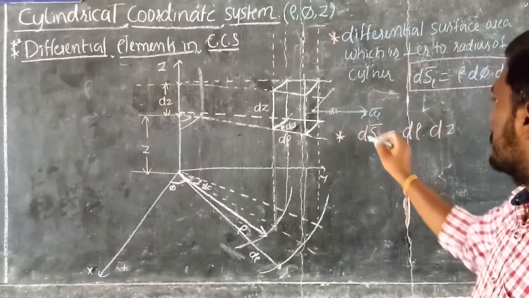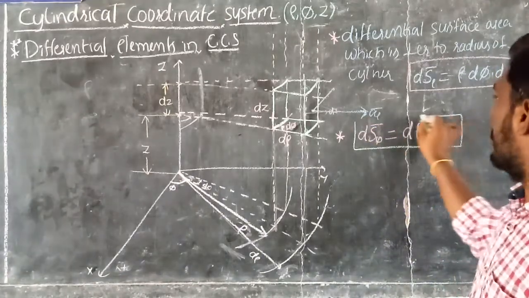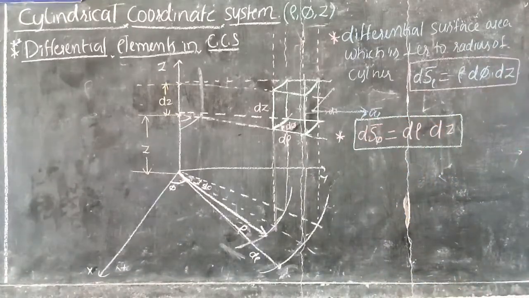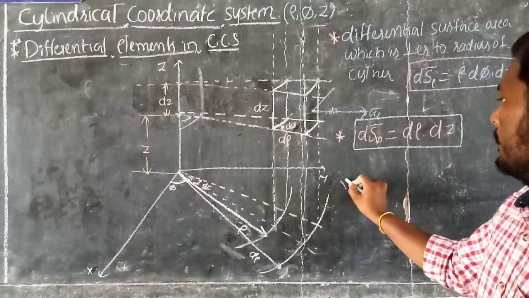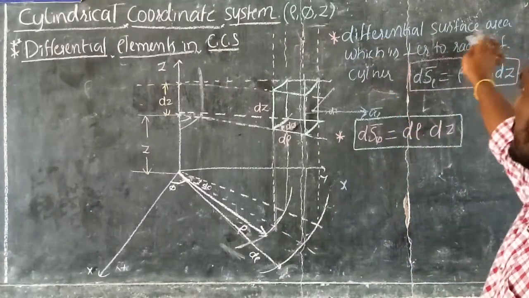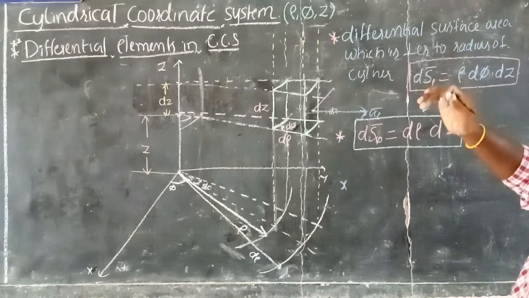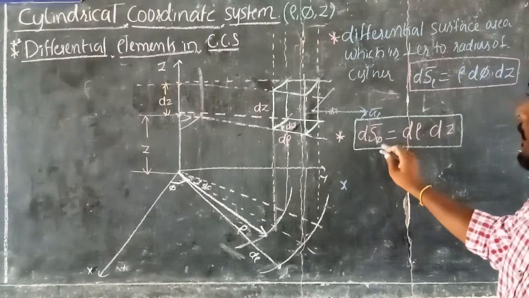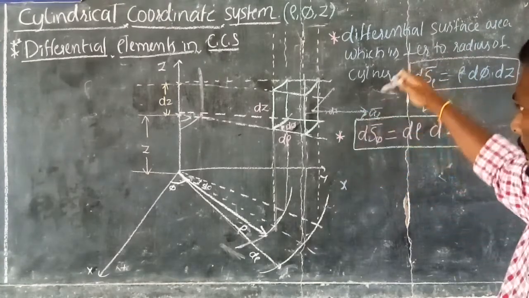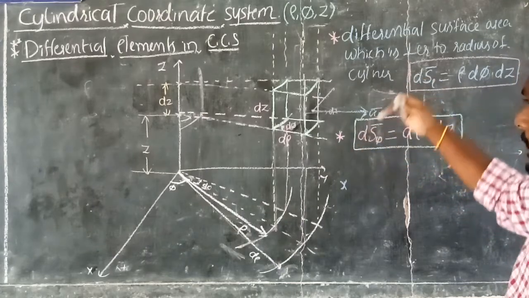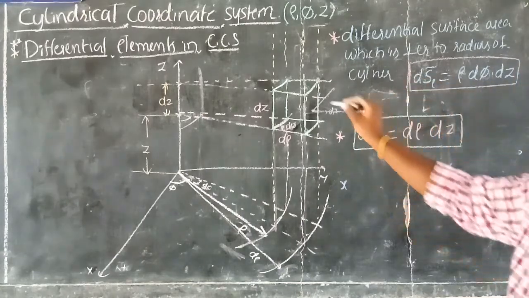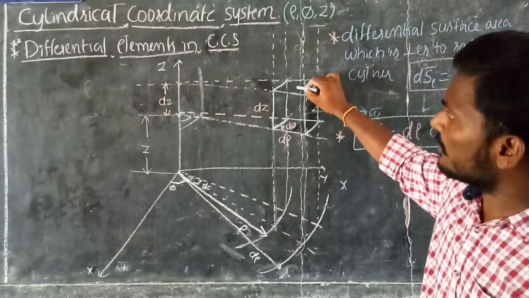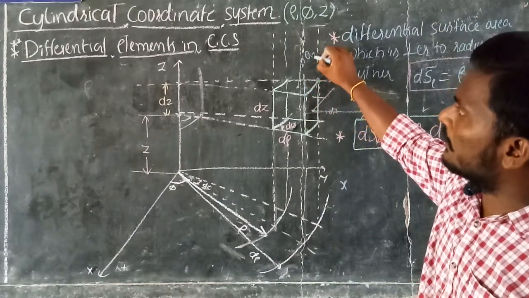So please try to understand this topic. Similarly, we have one more surface area. What is that? The differential surface area which is perpendicular or in the direction of radius of cylinder, and it is in the direction of phi or tangential to the cylinder surface area, and we have top surface and bottom surface which are in the direction of az.